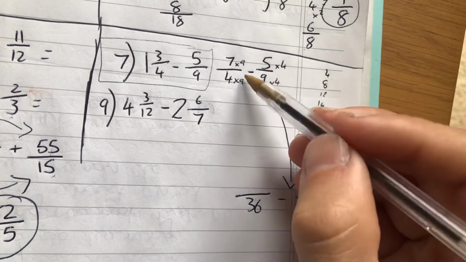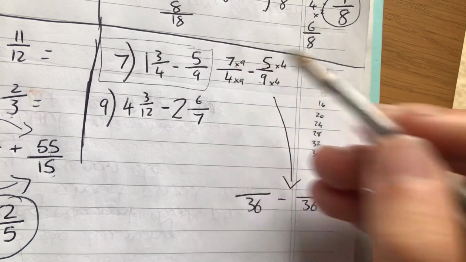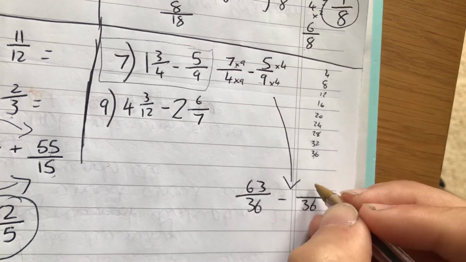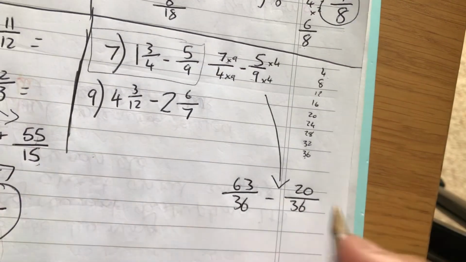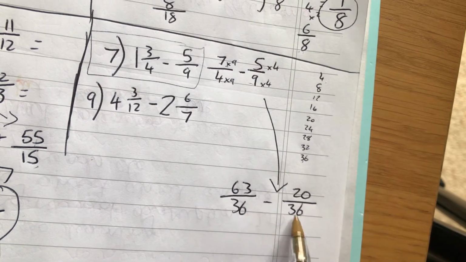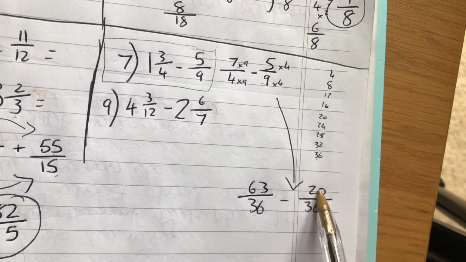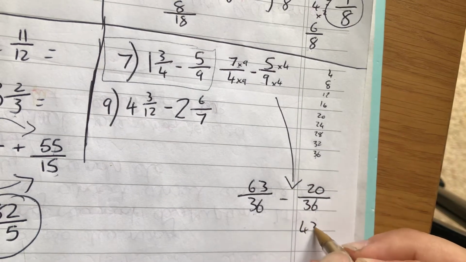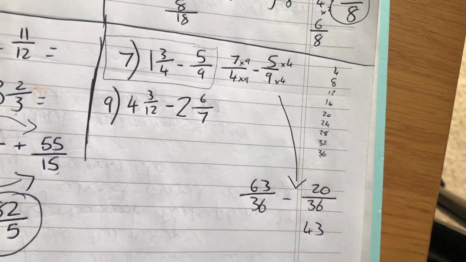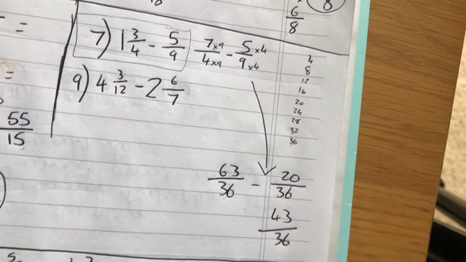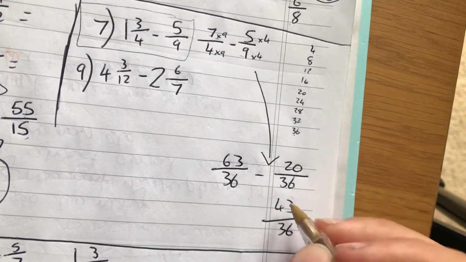There you go. So 7 times 9, that's 63. And 5 times 4, that's 20. Then all you need to do, you've got 36 to the same denominator, so you just take away these. 63 take away 20, well that's 43. Can you see that? Yes. 43, 36. And there's your answer.